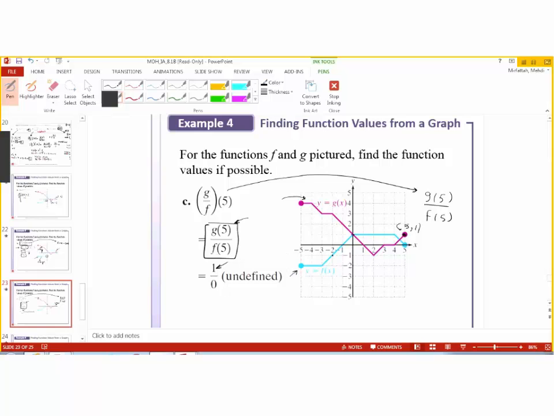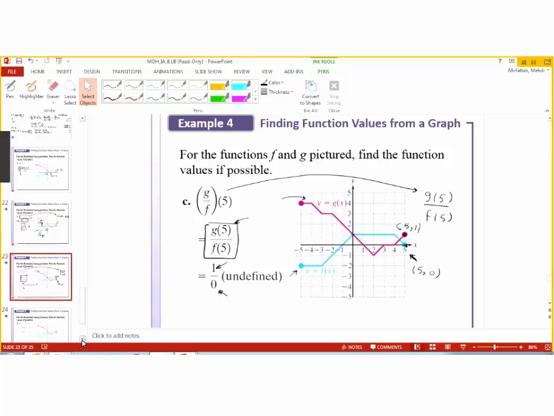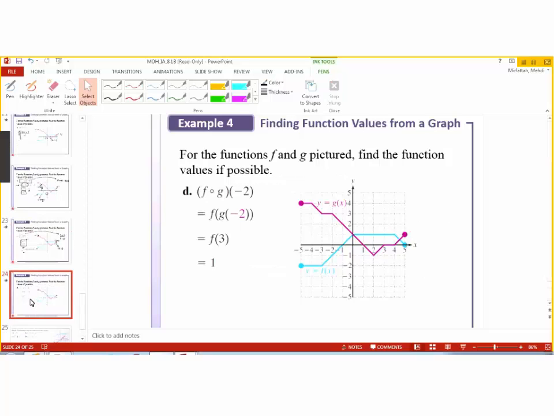For f of 5, you look at the f function, then x is equal to 5, y is equal to 0. So that's why this is 0, and that's why this becomes undefined. Okay. Alright, I think that's pretty clear.